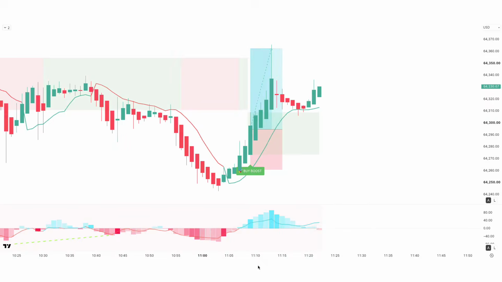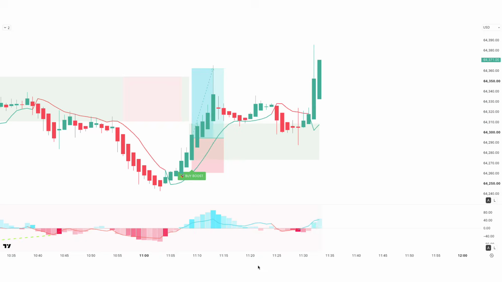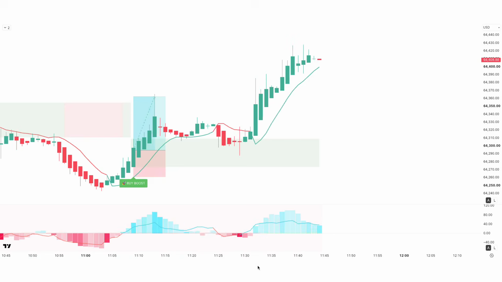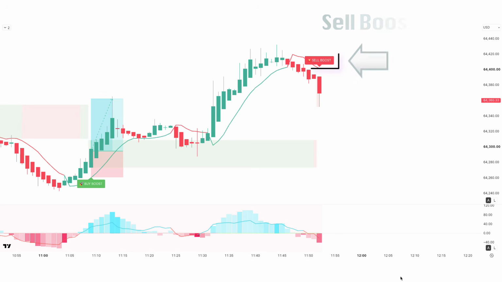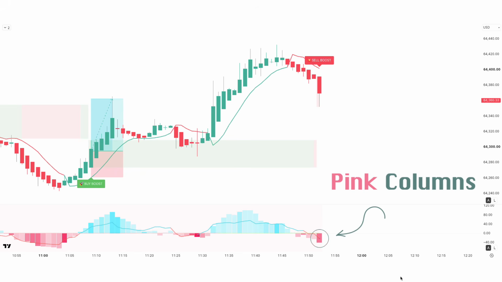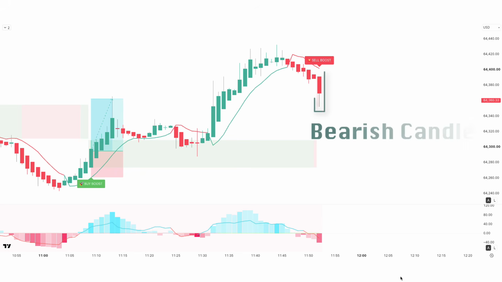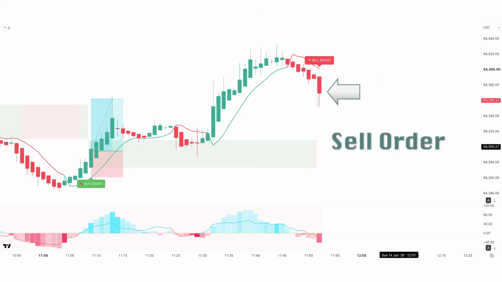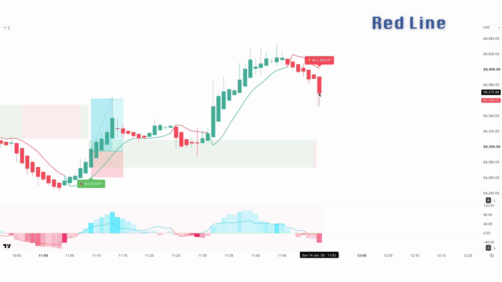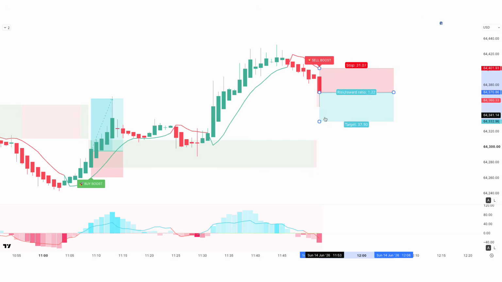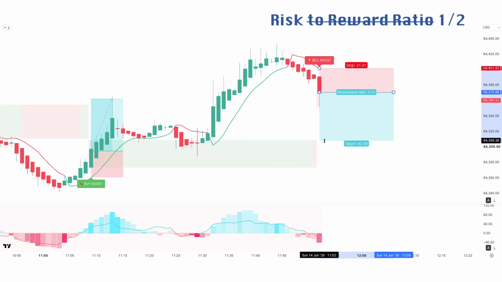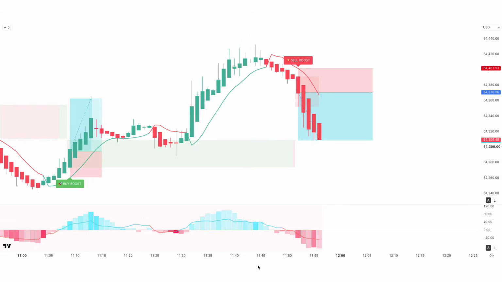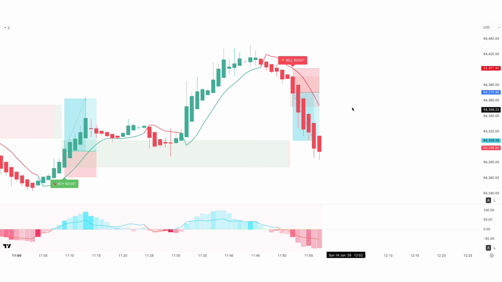Let us now understand the short position. When the SMC Volume Boost Matrix V6 label down of this is sell boost signal. When the flow engine indicator should be pink columns. When the market forms a bearish candle. If this condition is fulfilled, then we will place sell order. Our stop loss is to be placed at the red line, and the risk to reward ratio will be 1:2. The market has completely hit the target.